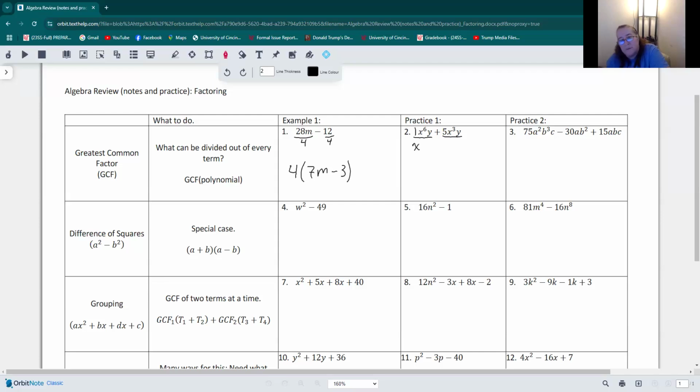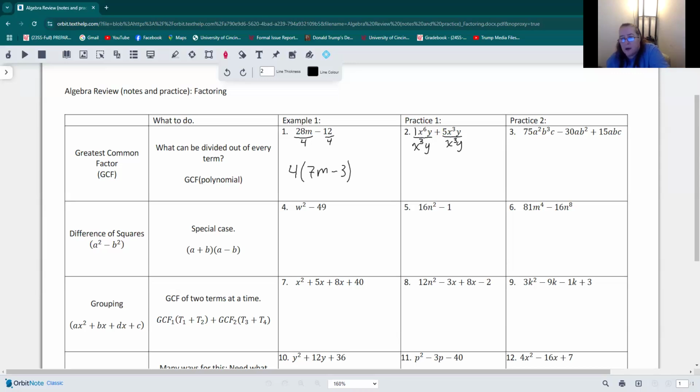This first term has 6 of them because x to the 6th just means you have 6 x's all multiplied together. X to the 3rd means 3 of them. I can only take 3 out of both of them. Otherwise, I'd go into negative numbers. So I'm going to take 3 out of them. They both have a y, and they both have just one y, so the exponent is 1. That is going to be my GCF. So x to the 3rd y. I'm going to take it out of both of them.